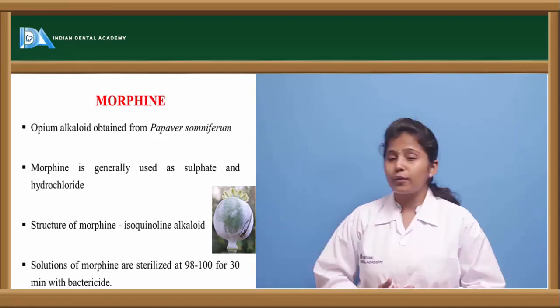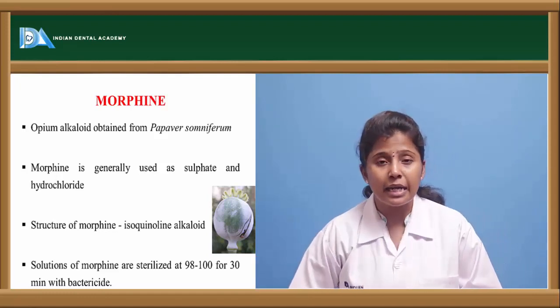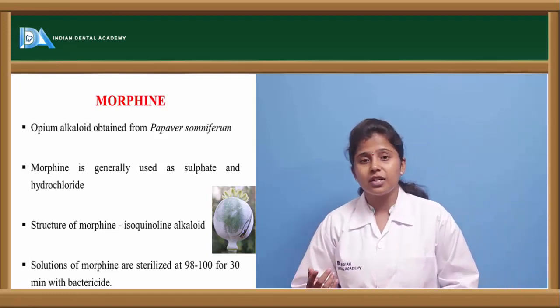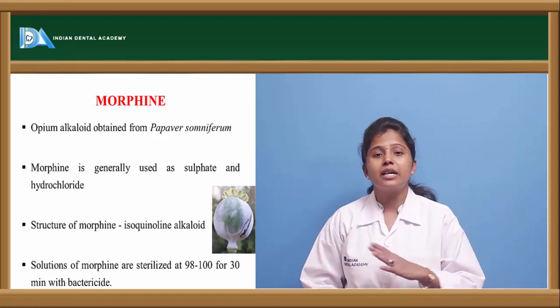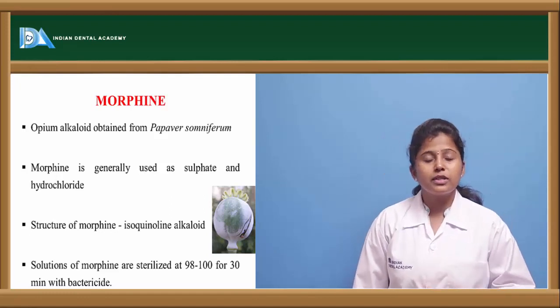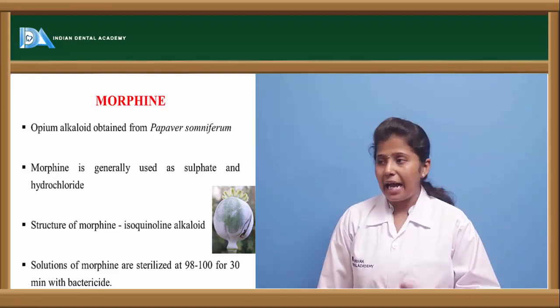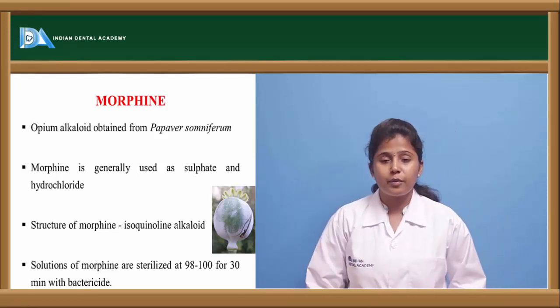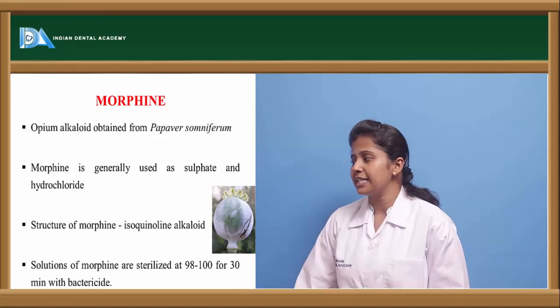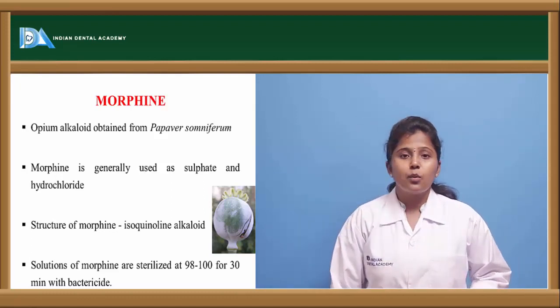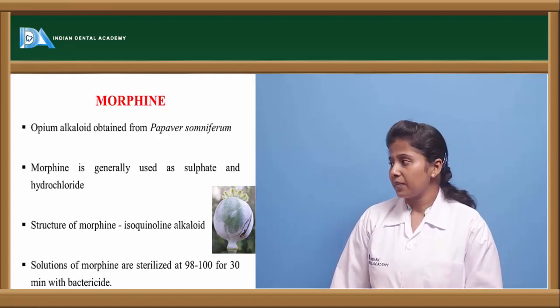The structure of morphine includes an alkaloid called isoquinoline. If we see the structure, the isoquinoline alkaloid derivative is present, which is one of the main active parts of morphine. Because of this alkaloid only, morphine is active. The solutions prepared from morphine are sterilized at 98 to 100 degrees temperature for about 30 minutes with a bactericide.